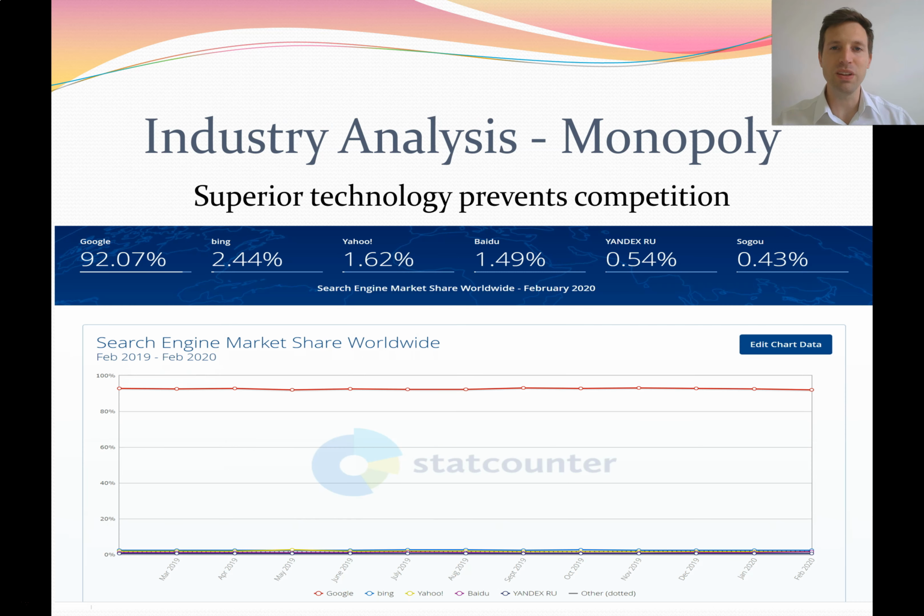Another source of a business having a monopoly position in an industry is due to their technological superiority. So for example, when we search things on the internet, most of us use Google. This figure here shows that Google have about a 92% market share in the search industry, and that's close to being a monopoly position. Their next biggest competitor, being at 2.44%, is so small that Google effectively operate a monopoly in this industry.